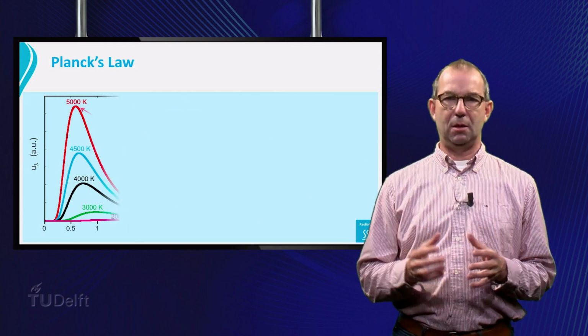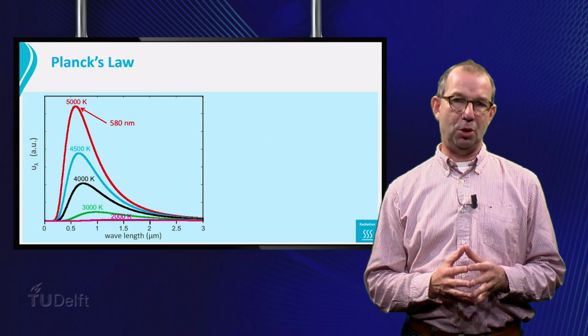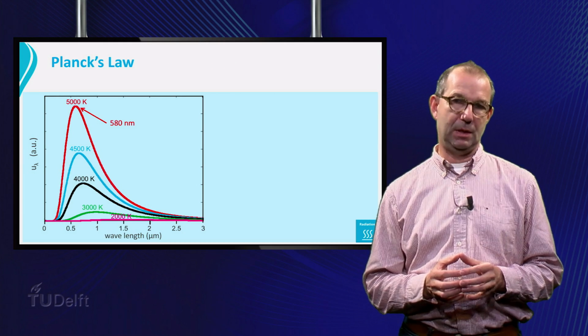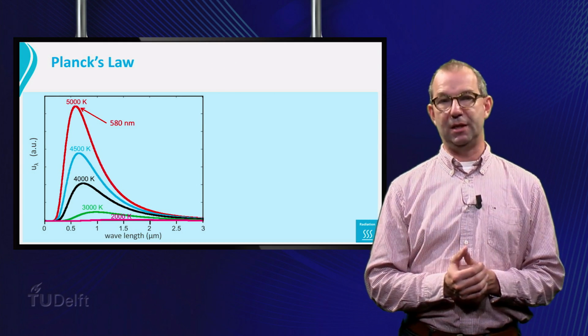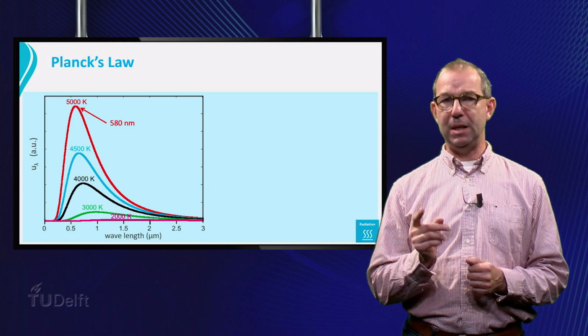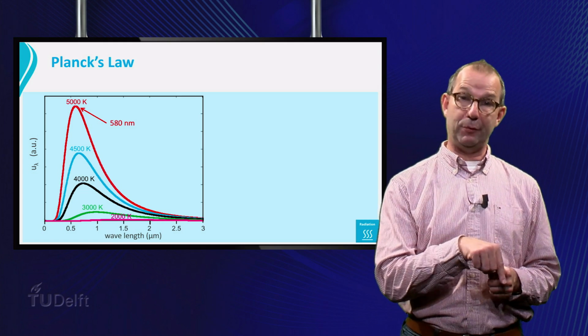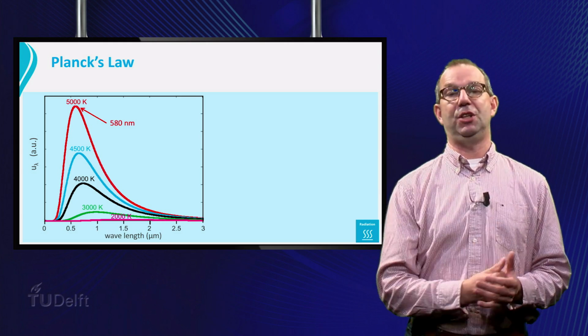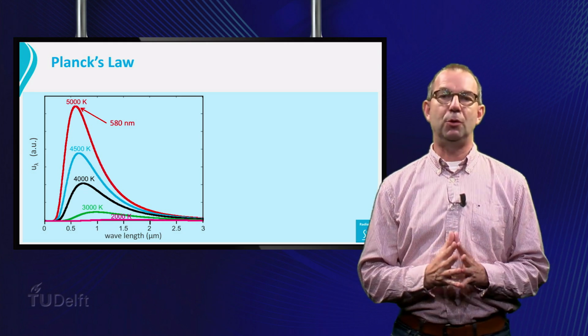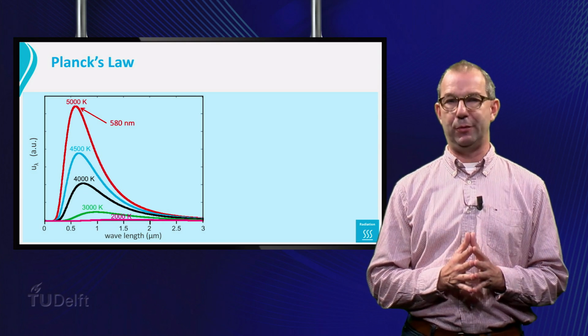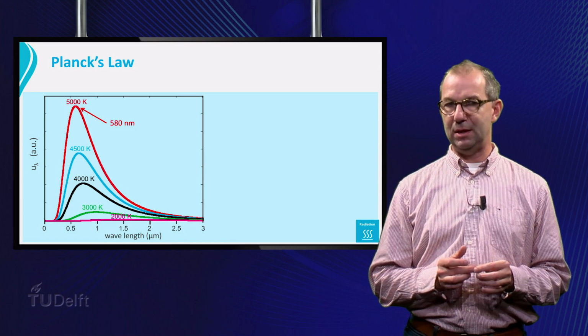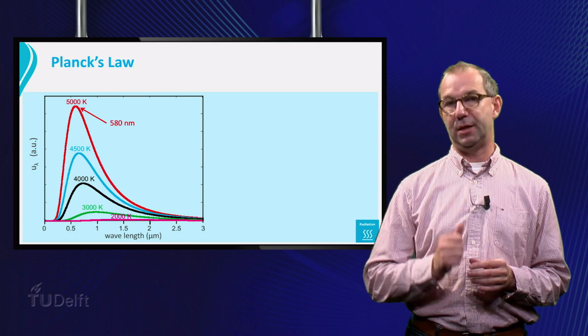In the figure, Planck's equation is shown for a few temperatures. It shows that the higher the temperature, the more energy is radiated. Moreover, the peak value shifts to smaller wavelengths, thus higher energies. As an example, the wavelength of the peak for a body temperature of 5000 Kelvin is given. It is 580 nanometers. That is orange light.